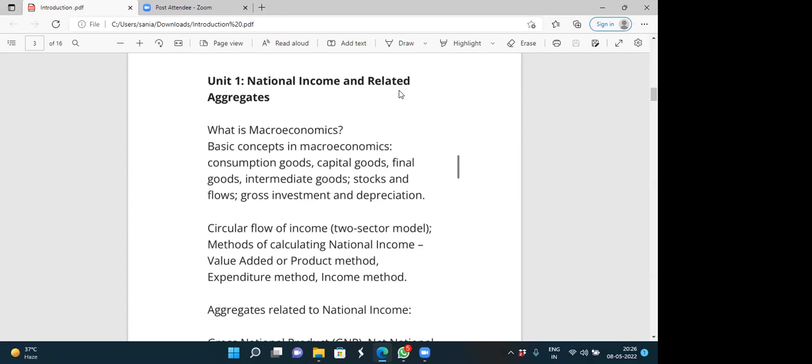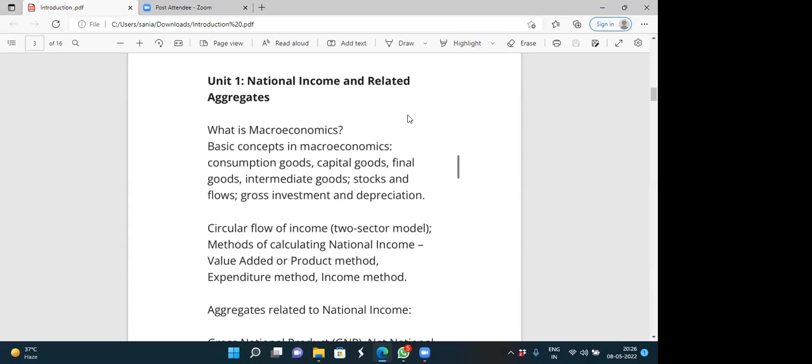And related aggregate means, for example, national income is, we know the total. Related aggregate means we will be studying about individuals. That means Khushi's part will be different, Muhammad's part will be different, mine part will be different, Mariam part will be different, and others part will be different. So they are related to the national income, and we will be studying in different parts. Like what are the things which we include in national income and which are the things we don't include in national income. Okay. So this chapter will be dealing with all this.